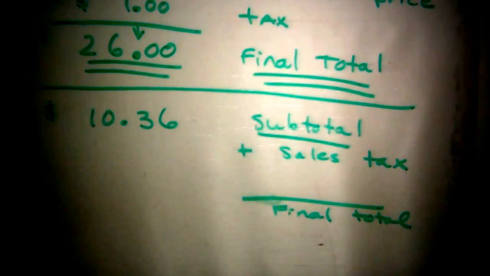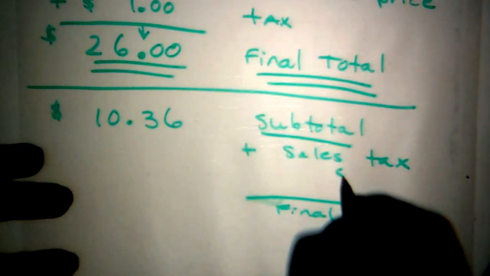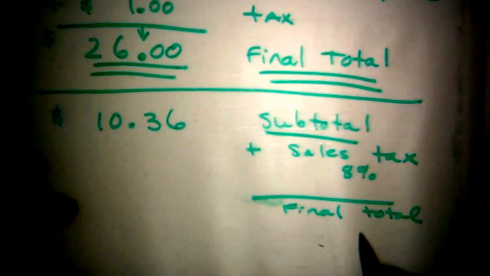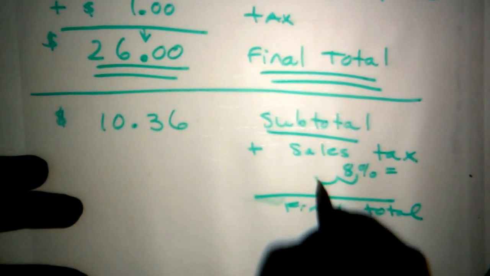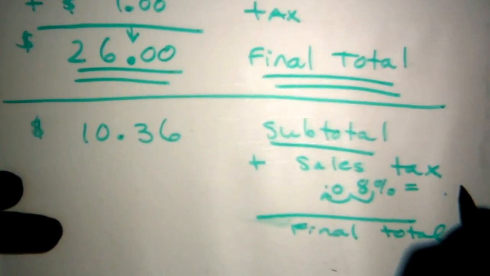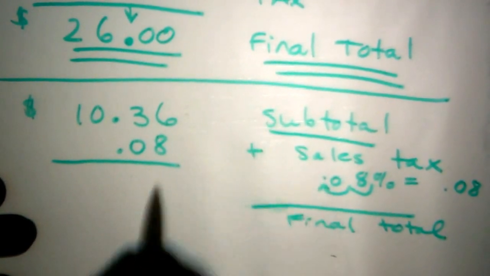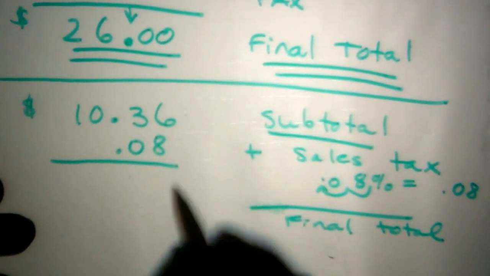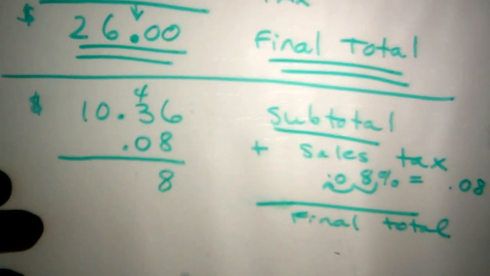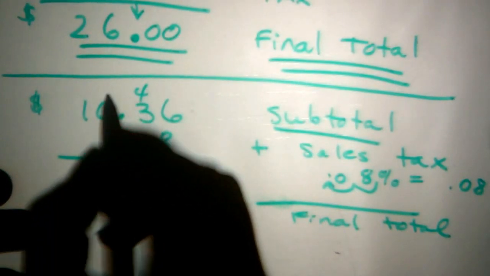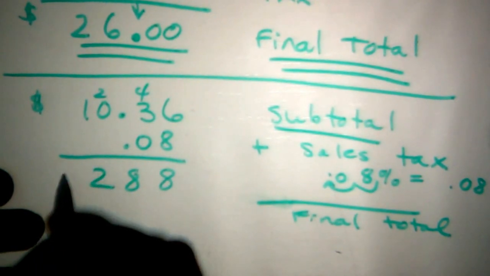Alright, so let's add a sales tax of, let's see, 8%. So how do I make 8% into a decimal? Remember, move the decimal place over 2 times, like this, so it's 0.08. I multiply my purchase price, my subtotal, by 0.08. So 6 times 8 is 48. 8 times 3 is 24, plus 4 is 28. 0 is 2, and then 8.